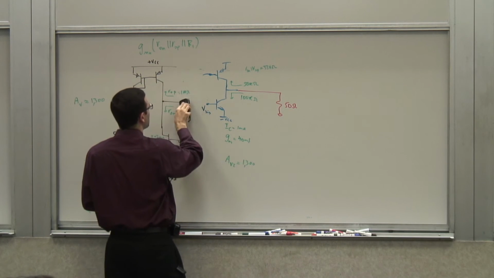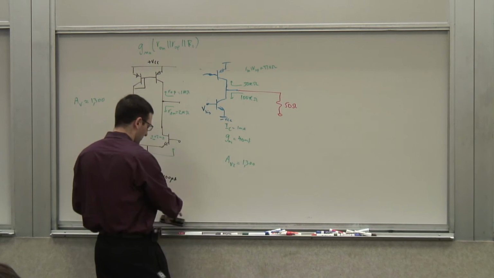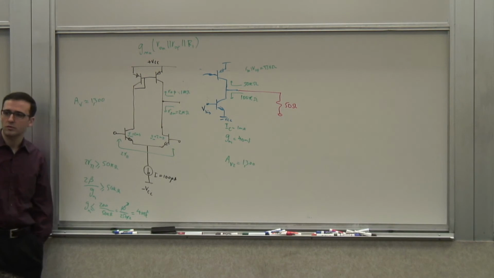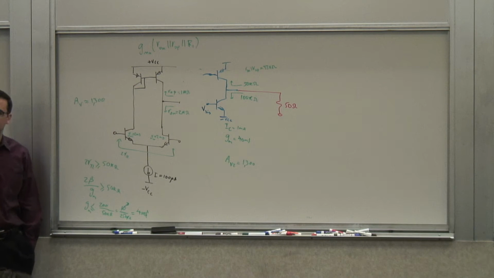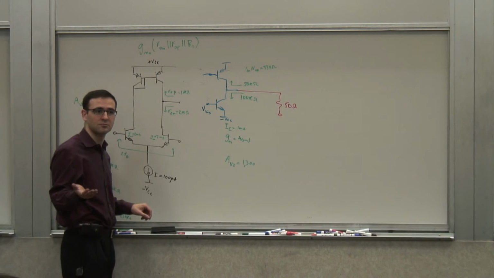You want to use a buffer stage between this node and that node. What kind of stage would you use? What's a buffer stage? A follower, right? A common collector. What kind would you use, the NPN type or PNP? NPN, yeah.